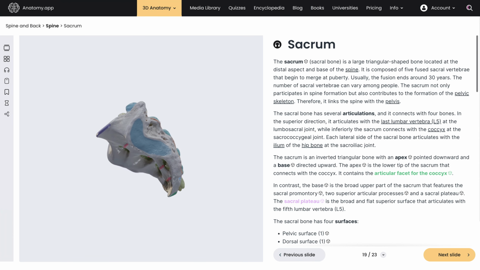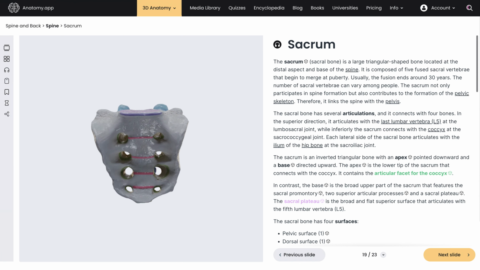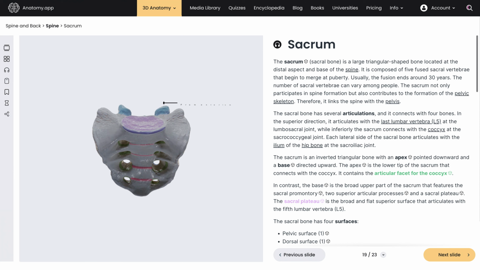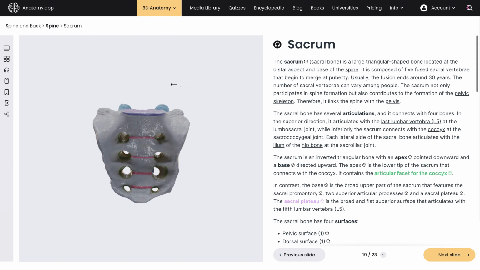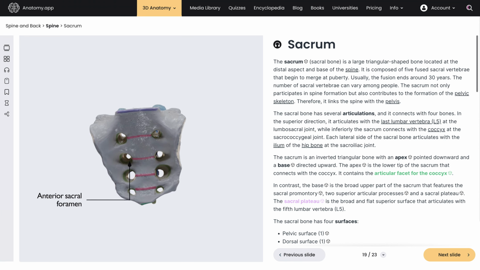The pelvic surface is the smooth anterior aspect of the sacrum that faces the pelvic cavity. It is concave and presents the following features: sacral promontory, also known as promontorium, transverse lines or ridges, and anterior sacral foramina.